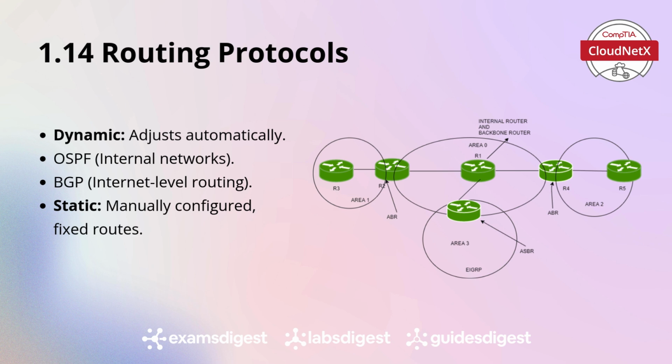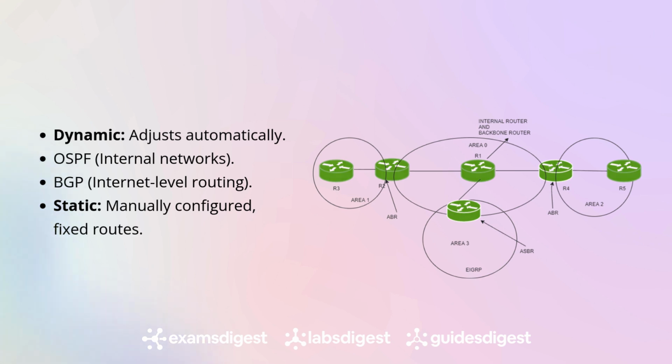Dynamic protocols, like Open Shortest Path First and Border Gateway Protocol, automatically update routes based on network changes. OSPF is great for internal networks, calculating the shortest path between nodes, while BGP is the backbone of the internet, handling routing between large networks. Static routing, on the other hand, is manually configured and works well for smaller, simpler networks where paths rarely change.